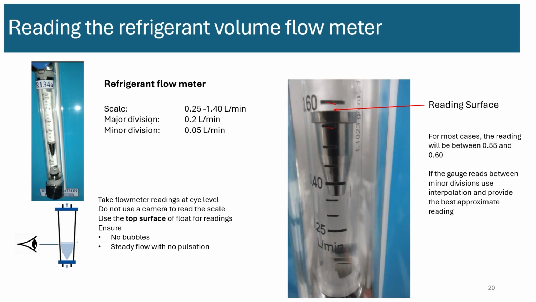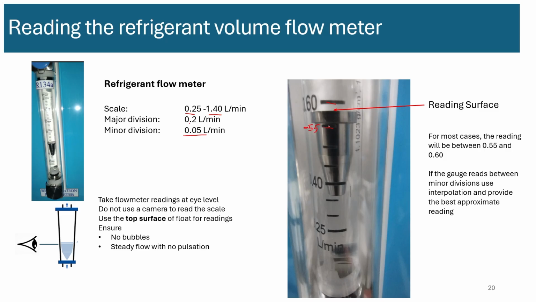Now, let's look at the scale. It measures in liters per minute from 0.25 to 1.4. That's the range. The major division, you can see it's 0.4, 0.6, so the major division is 0.2. And the minor division has 1, 2, 3, 4 divisions in between. So each of them is 0.05 liters per minute. Okay. Like I said, most of the time you'll be, so this one is 0.55, right?